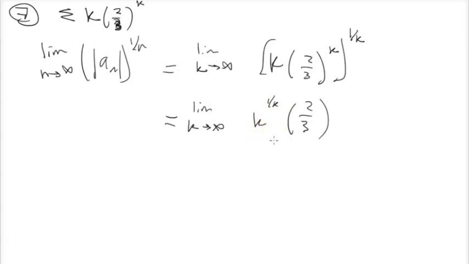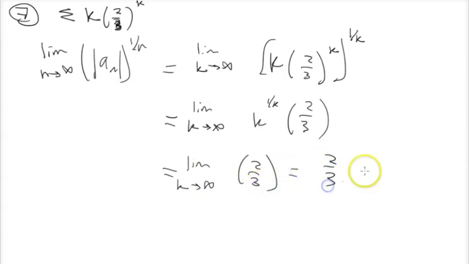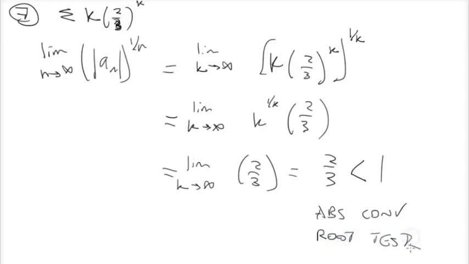which is going to turn into a 1 times 2/3, because anything to the power of 0 is going to be a 1. So we're going to get the limit as k approaches infinity of 1 times 2/3, which means that that limit is just 2/3, and that is less than 1, so the series is absolutely convergent by the root test. And so that is how that test works.